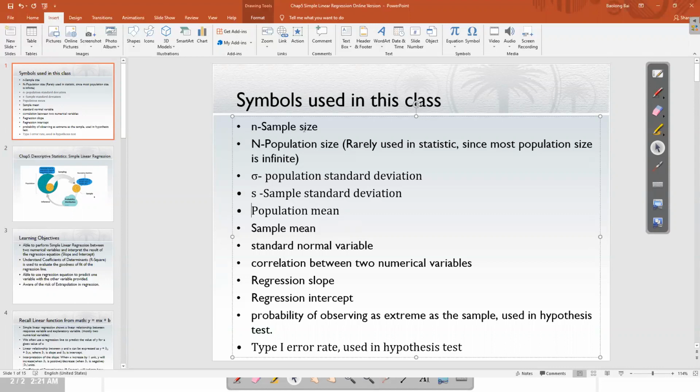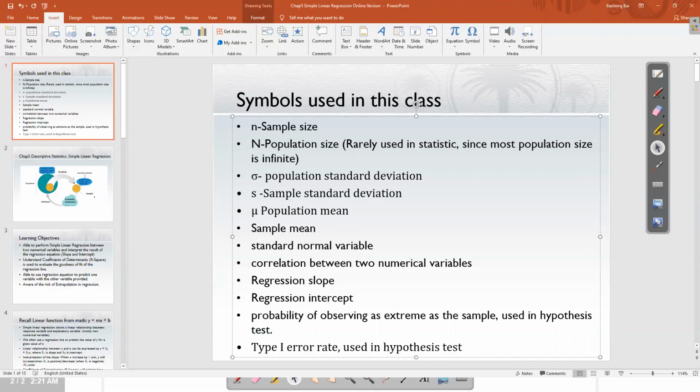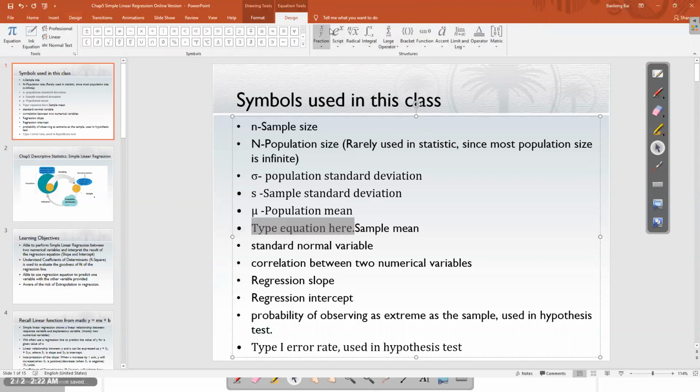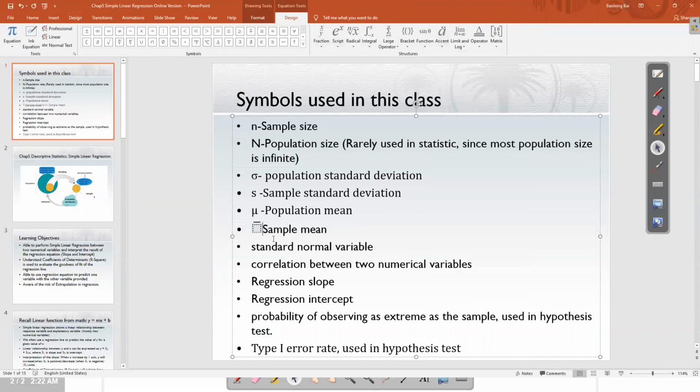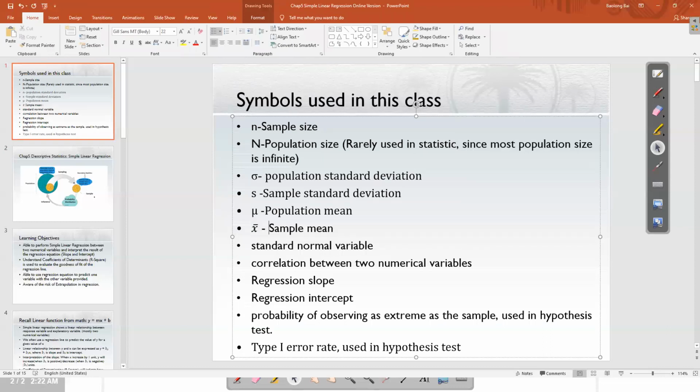And for population mean, we use the symbol mu. So mu is population mean. And what is sample mean? Sample mean is X bar. So this is X bar. And then standard normal variable, that's Z, right? Big Z or small z doesn't matter here. And correlation is a small r, okay? So it's a small r.